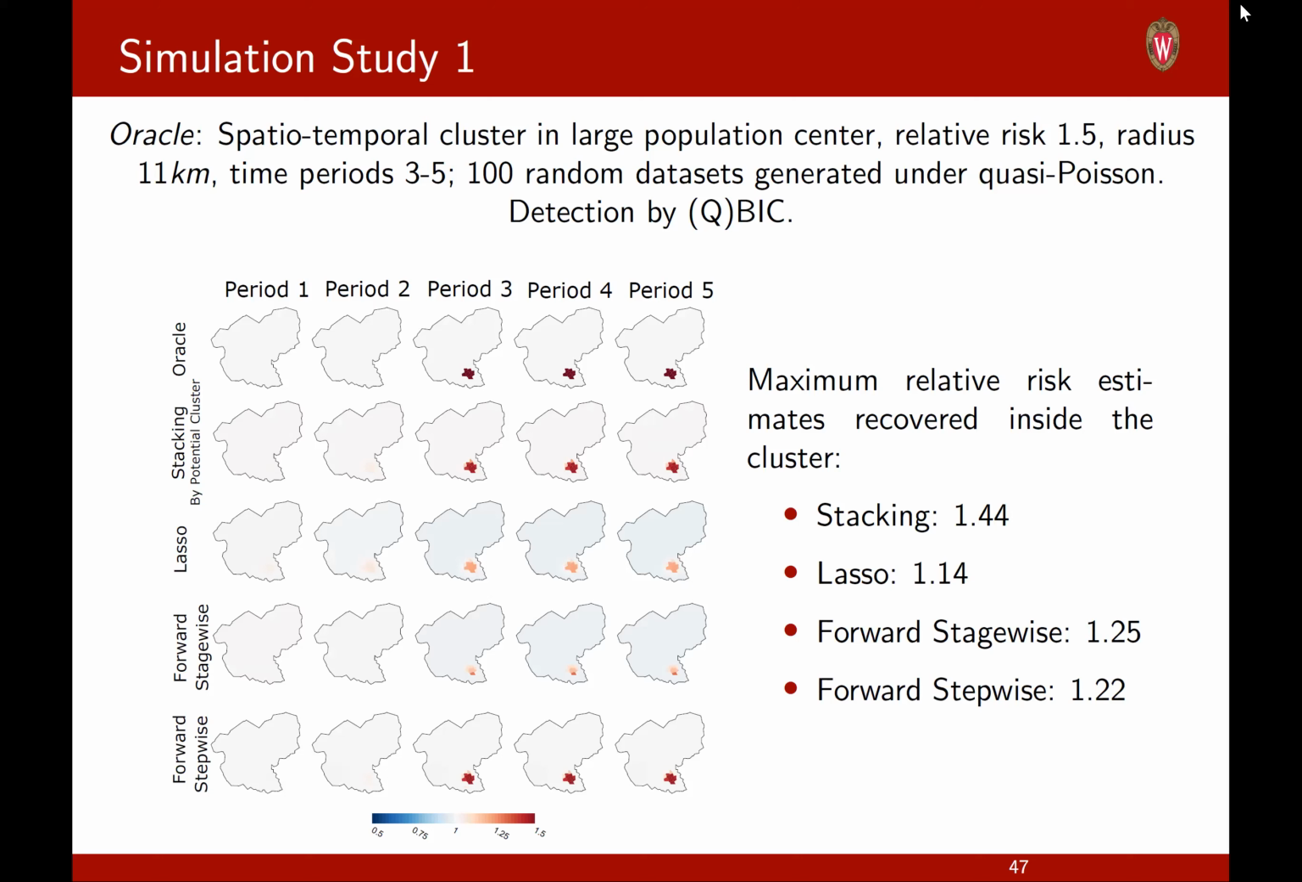And because we're doing model averaging, these are the maximum relative risk, average relative risk estimates inside the cluster. So all of these approaches find that cluster, which is great. But all of these approaches do not recover that relative risk. So again, the relative risk is 1.5. Stacking gets closest at 1.44. The lasso struggles a little bit, right? If we think about what it's doing, it gets to 1.14. And then forward stage-wise and forward stepwise are sort of similar at 1.22. So the identification is similar, but now it's recovering that relative risk.